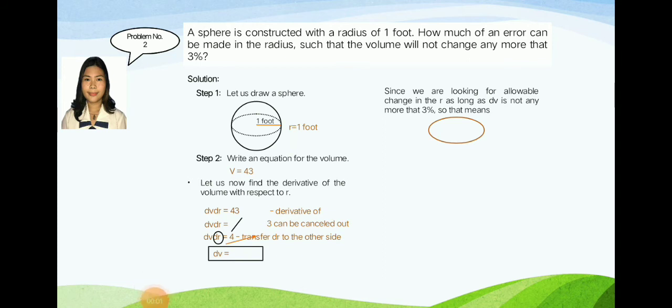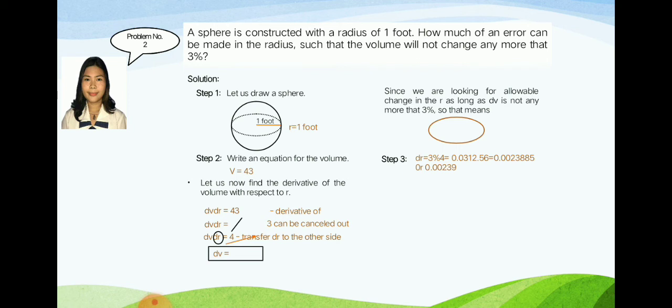So let's take the limiting value of 3%, which will then allow for the maximum change in r. And since we're looking for dr, let's solve this equation for dr. So dr is equal to dV over 4 pi r squared, where r is 1 foot and dV is the allowable change or the allowable error of 3%.